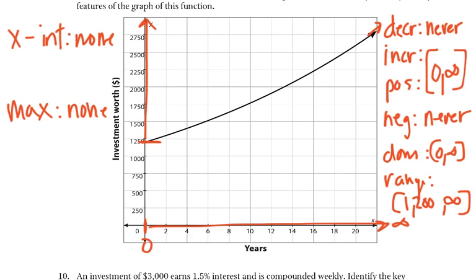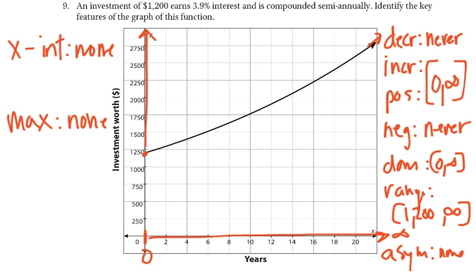Okay, do we have an asymptote? It's exponential, so technically right here it could be, but because it's not going to keep going that way, we would probably want to say none here. Okay. Now, does it have a minimum? Yeah, that starting point, right? Which is also the y-intercept, and the minimum are the same thing. It is (0, 1,200). Okay.